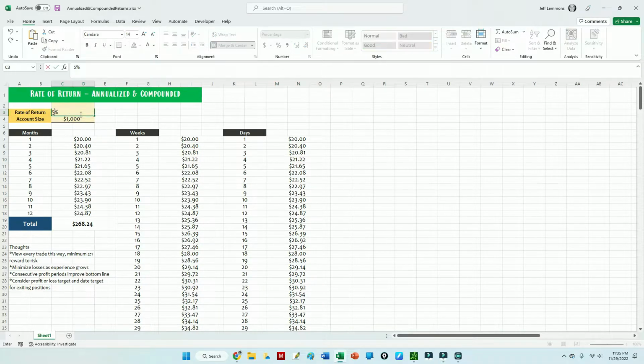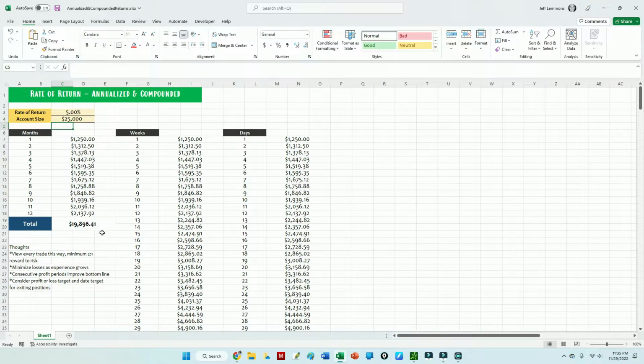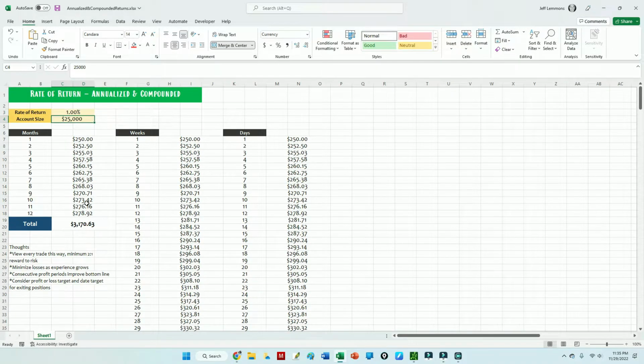So let's just say we were able to earn a 5% return on 1,000. You can see how that grows exponentially to $795. And most of us don't just have a $1,000 account. Let's say we had a $25,000 account. Well, you can see how we were able to take $25,000 and a relatively small number. Even if we put it down to 1%, we still made $3,000 on our account.